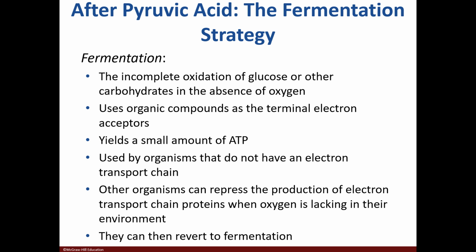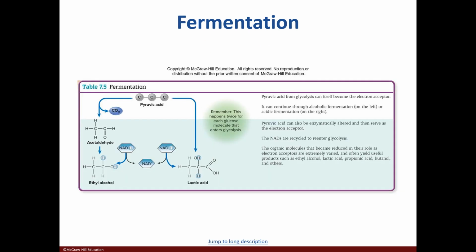Let's look at fermentation. Fermentation can occur with or without oxygen. Organic molecules serve as the final electron acceptor. Only 2 ATP are generated in this reaction. This is useful for organisms that don't have an electron transport chain, or those that do, but are lacking oxygen. Fermentation can lead to the production of alcohols or acids like lactic acid.